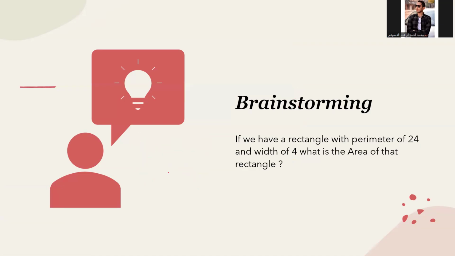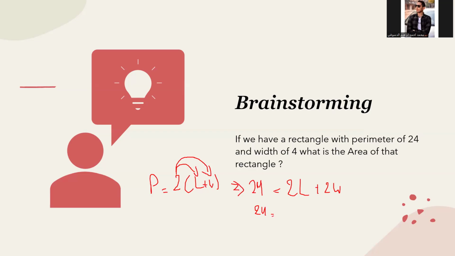Let's solve the problem. The perimeter equals 2 times length plus width, and the perimeter is 24, equal to 2 length plus 2 width, as we multiply the 2 into the bracket. The width is 4, so 24 equals 2L plus 2 times 4, equals 8. That means that 2 lengths equal 16. That means that the length is equal to 8.